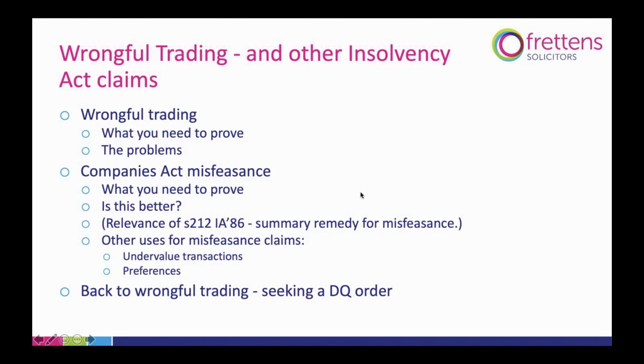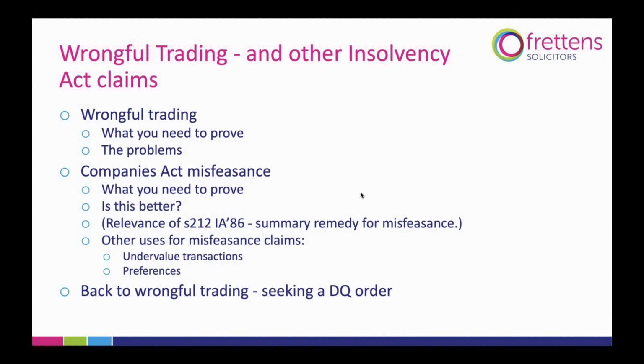So this is really what we're going to be looking at, what the problems are with wrongful trading, and a quick refresher on what you need to prove to bring a wrongful trading claim. And we're also going to be looking at Companies Act misfeasance claims, what you need to prove, whether that's better. I'm going to say a little bit about Section 212, which is the summary remedy for misfeasance, as I think that is often misunderstood. And I'm going to be looking at other uses for misfeasance claims as being possibly other ways of formulating transactions at an undervalue claims and claims for preferences.